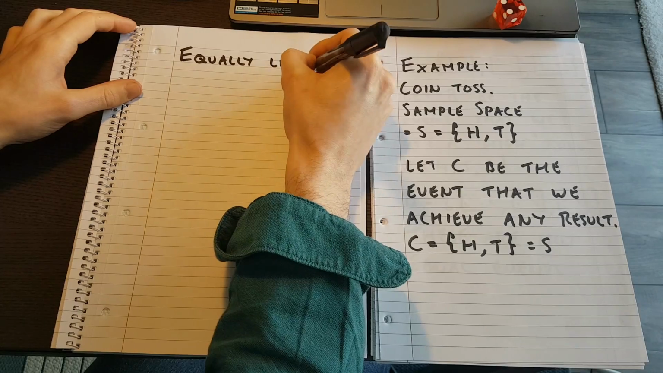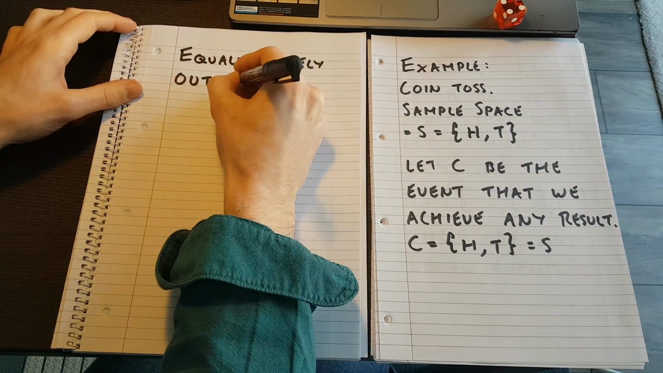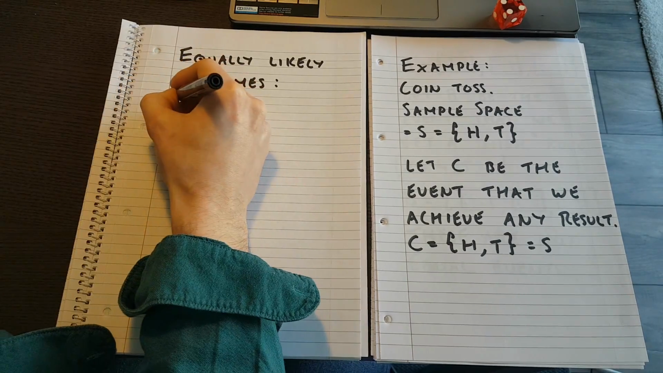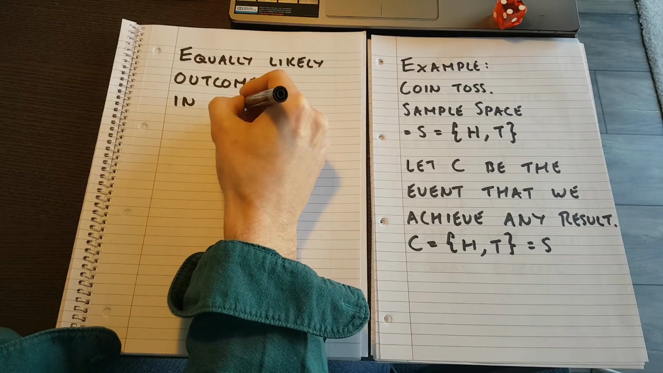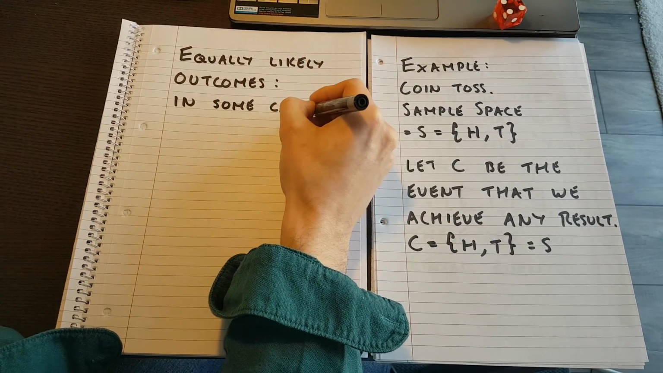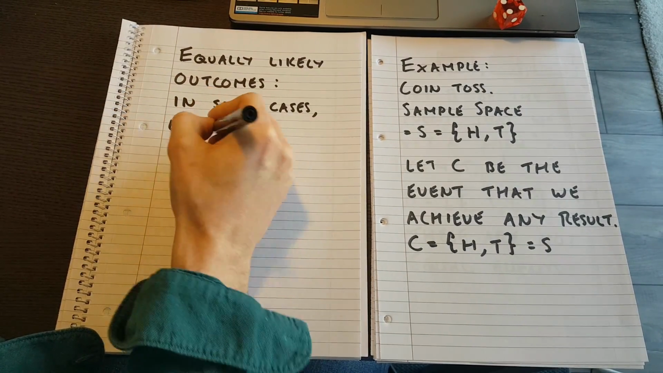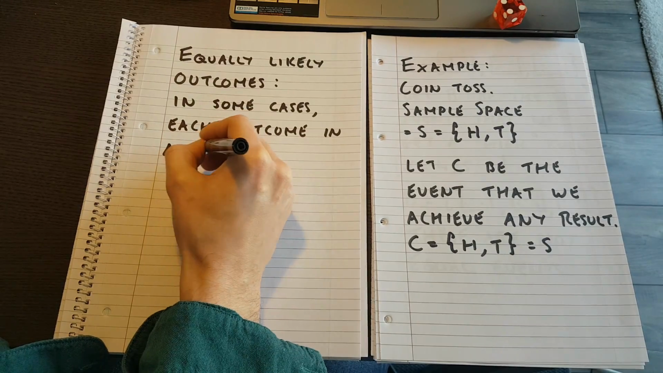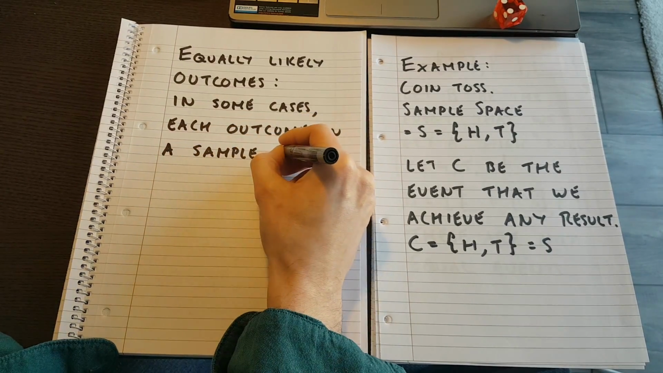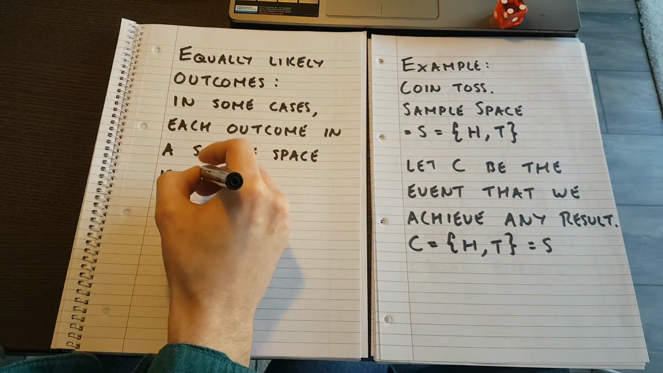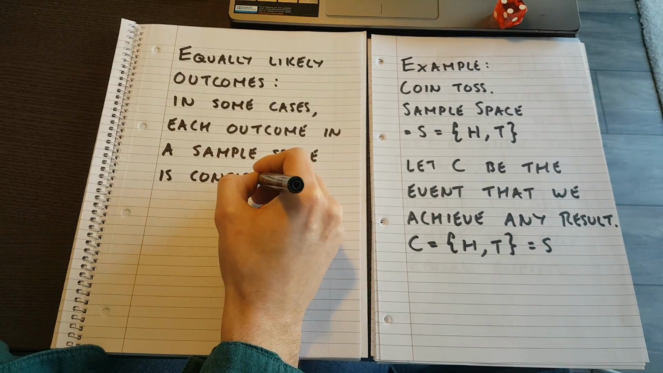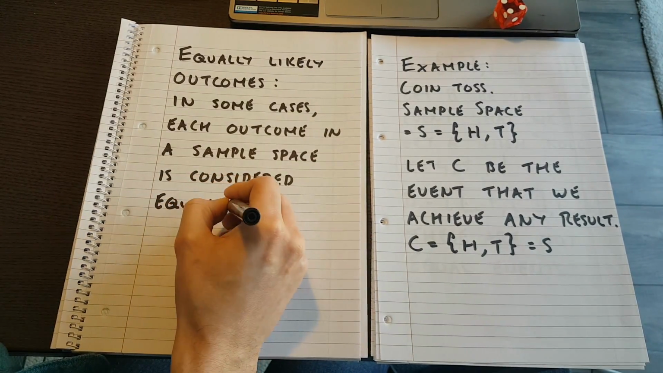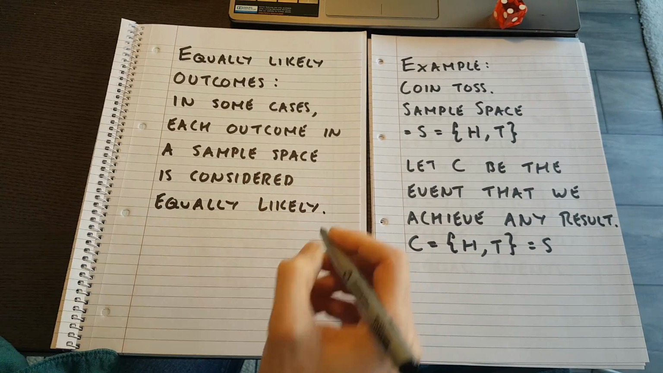Equally likely outcomes. Okay. So in many cases, in fact, each outcome in a sample space is considered equally likely. Okay? Equally likely. What does that mean?